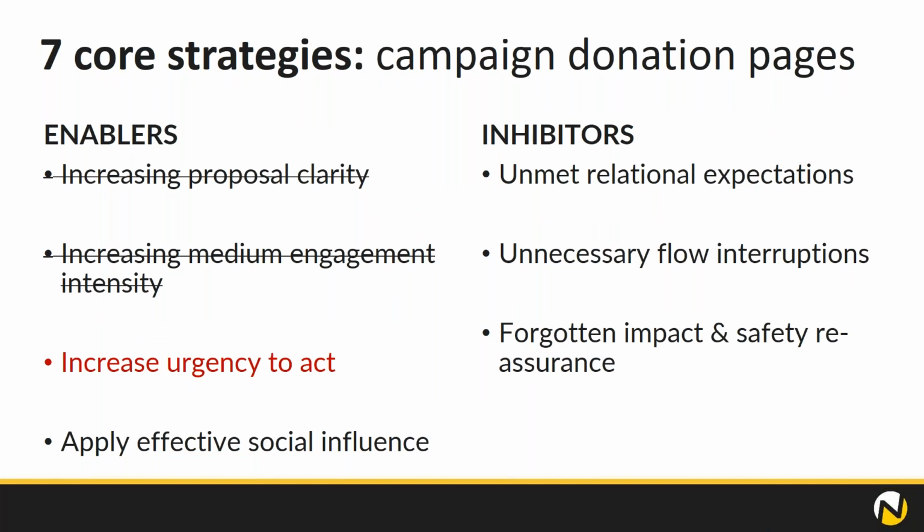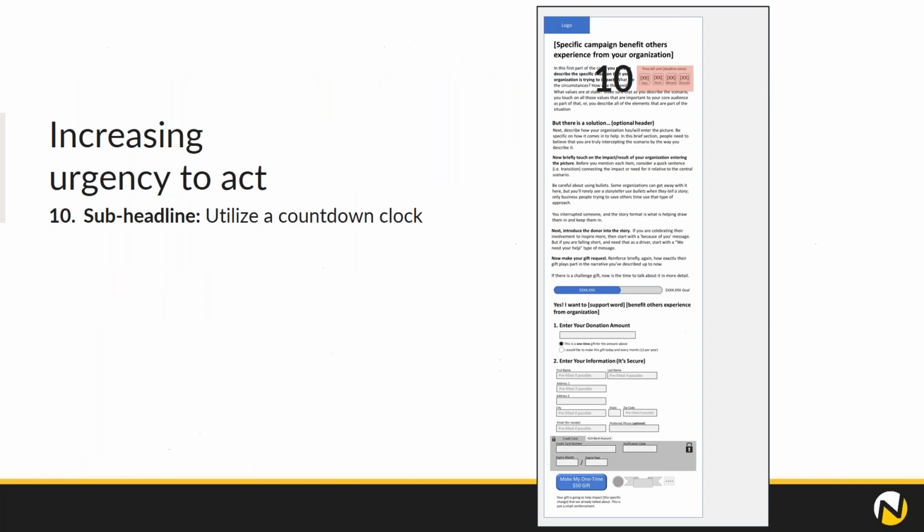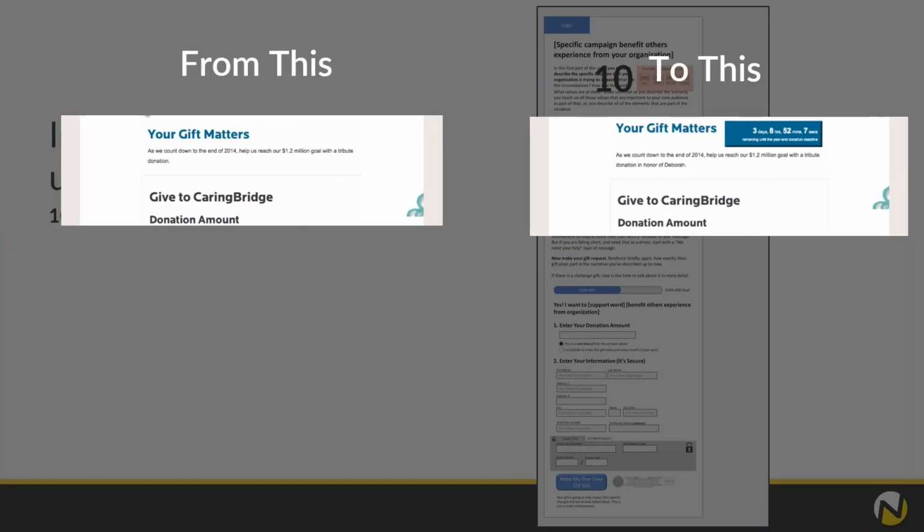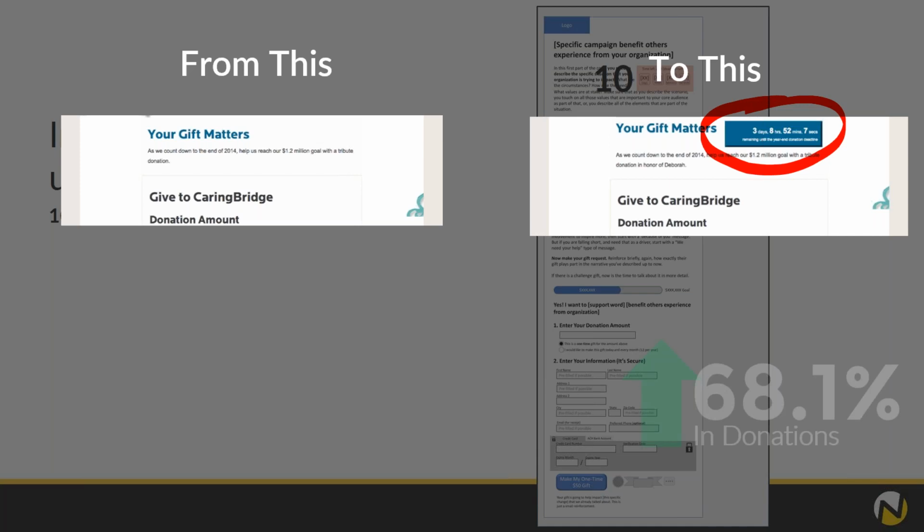Increase urgency to act. This may seem like an obvious one, but it is important. For example, a countdown clock. Now, I'm not talking about a contextual clock where every 20 seconds a child goes hungry. I'm talking about a time-to-deadline clock. The clock is ticking. Just adding a countdown clock, and this isn't even rendered great. Look at that, it's just a box. But the result was significant.